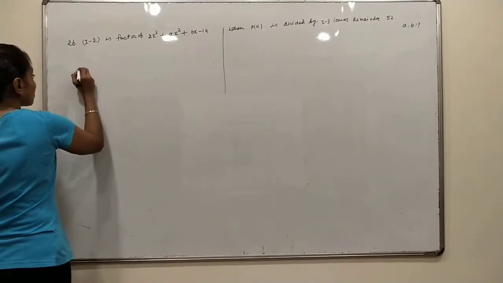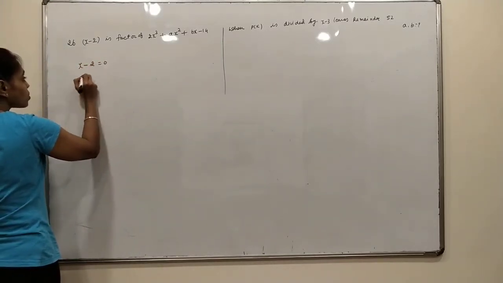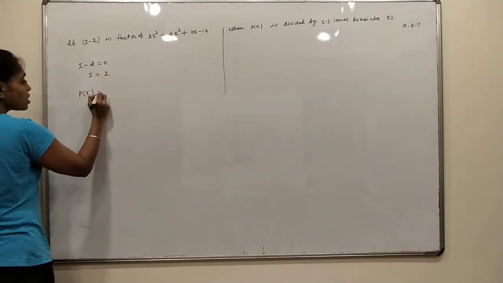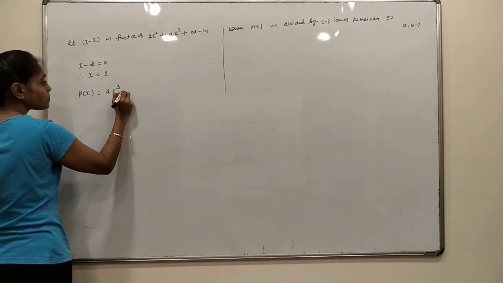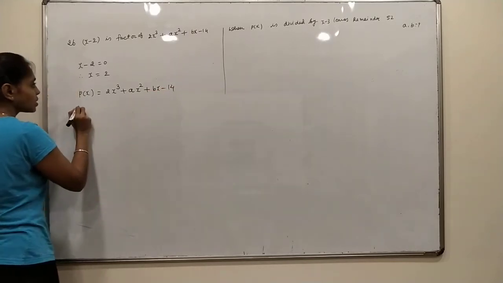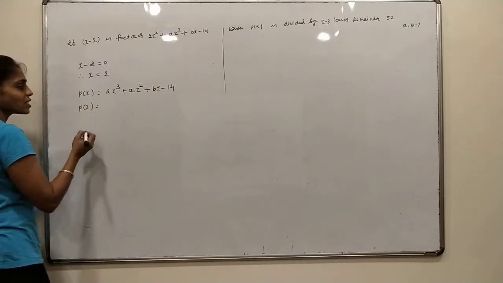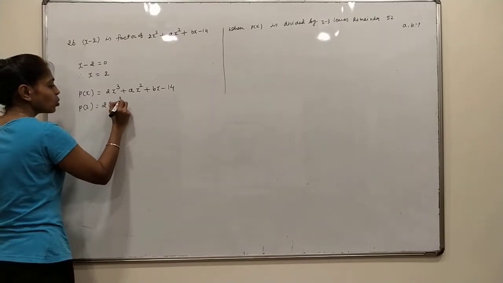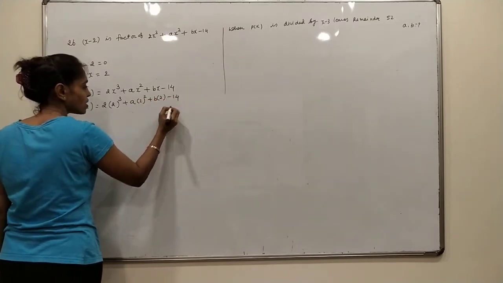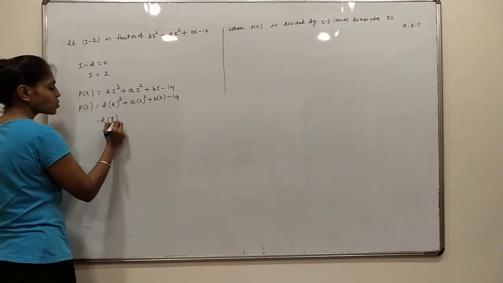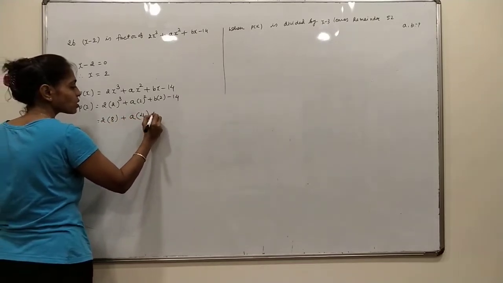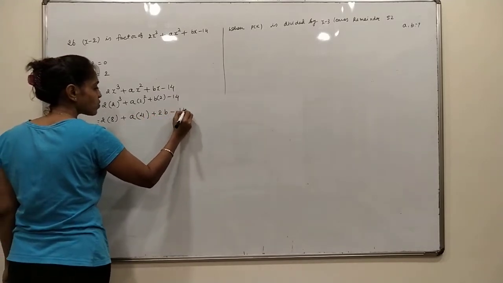Then you have to find the value of a and b. Here write x minus 2 equal to 0, so x equal to 2. p of x is, write the question, 2x cube plus ax square plus bx minus 14. Wherever there is x, put 2. 2 cube, 2 square, 2, minus 14. 2 2s are 4, 2 4s are 8, a, 2 2s are 4, 2b minus 14.